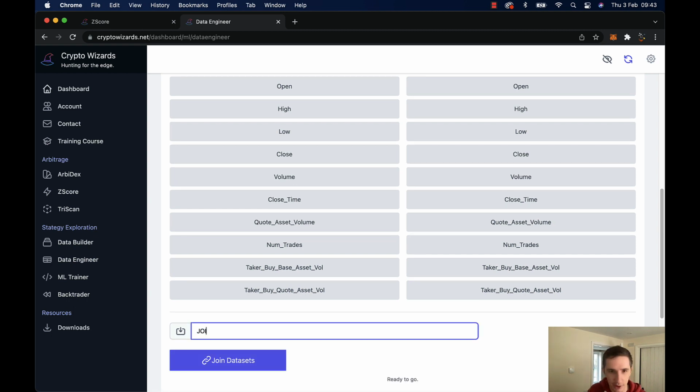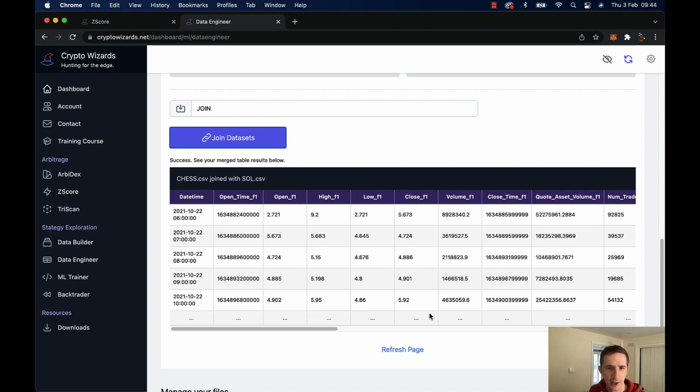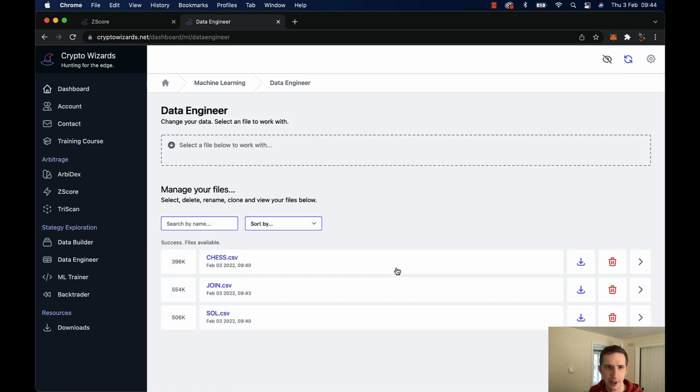I'm just going to call this file join. So I'm going to join these 2 data sets here. Okay, so that seems to have worked pretty successfully. So I'm actually going to just refresh the page, and you can see here I've got this join file.